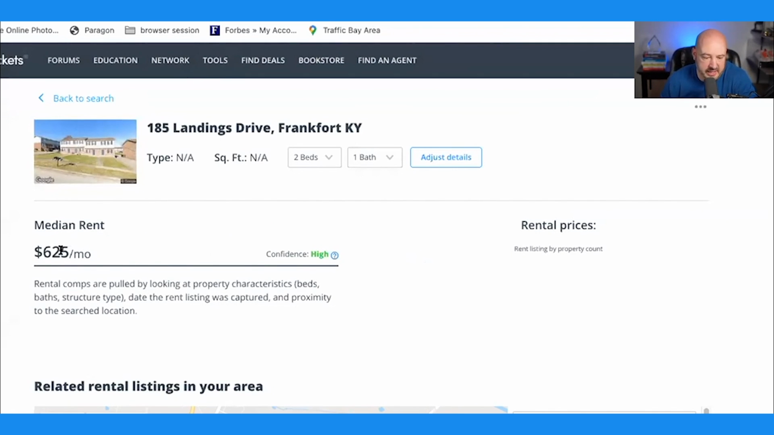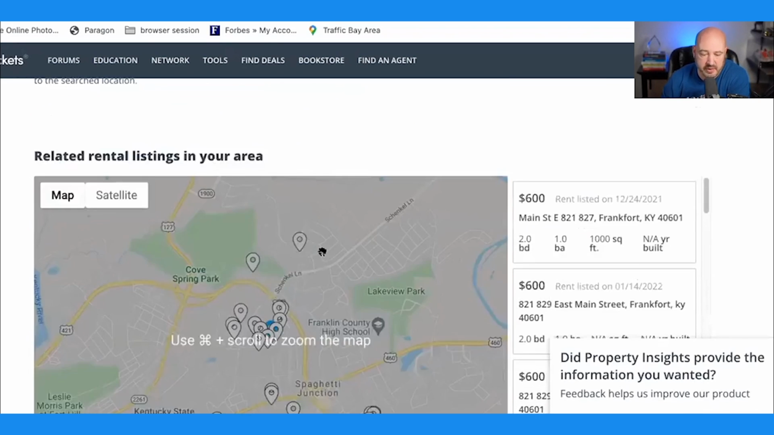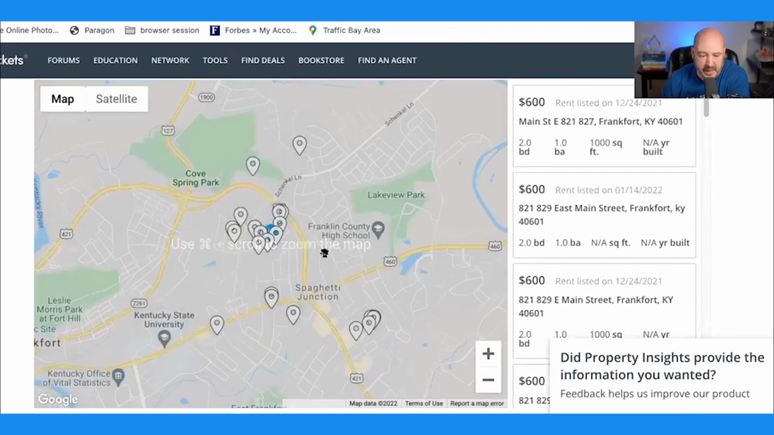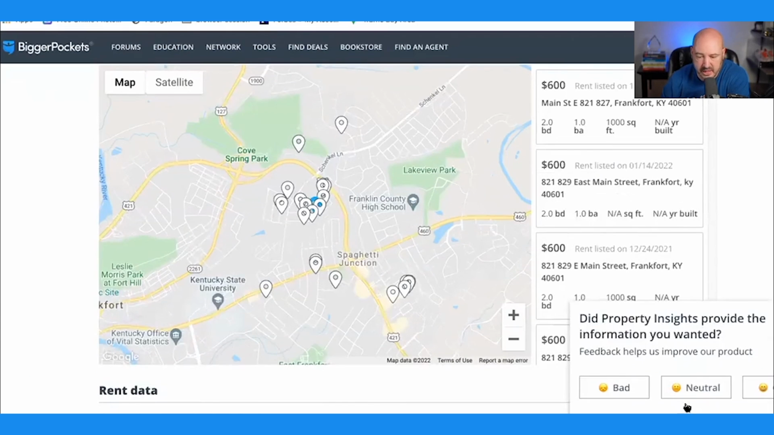The median rent is $625 a month, and there's high confidence that this formula is going to be correct. So BiggerPockets, the website, is going to search all the surrounding properties and figure out what their rents are and then tell me what to expect. And if I want to verify it, all I have to do is go to this map that I'm at right here. Let me see if I can make it a little bit bigger for you. Hopefully that helps you guys.